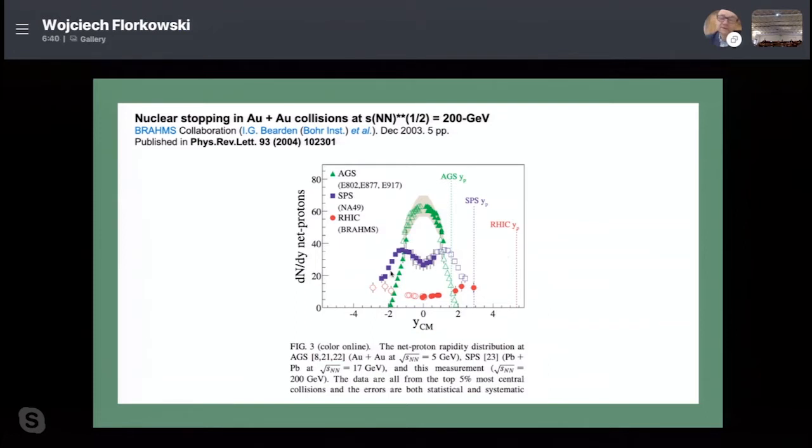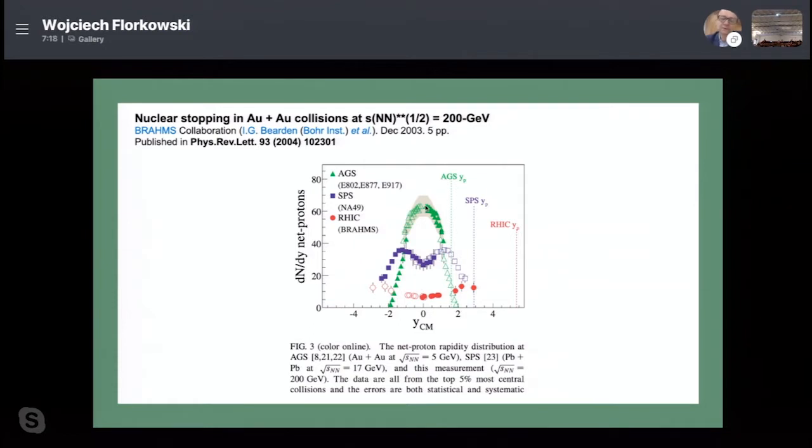The green points are from low energies. These are data collected at the AGS, and they show that the proton number density in rapidity is just peaked at the center. So it's more or less like a Gaussian curve. It shows kind of stopping. We call this phenomenon stopping. If the two nuclei collide, they form a dense system, which is more or less at rest, and the baryon density is quite large.